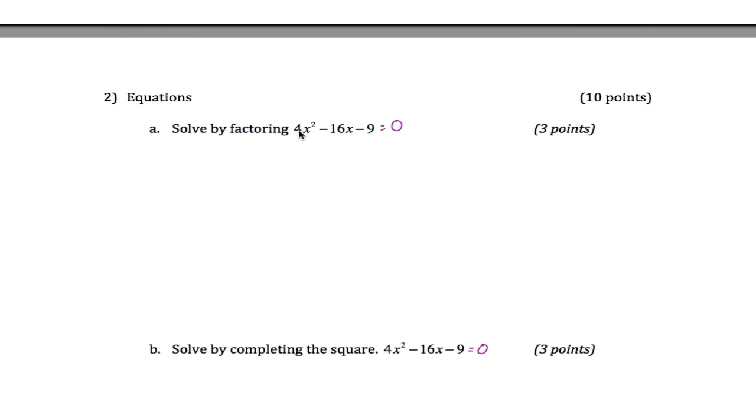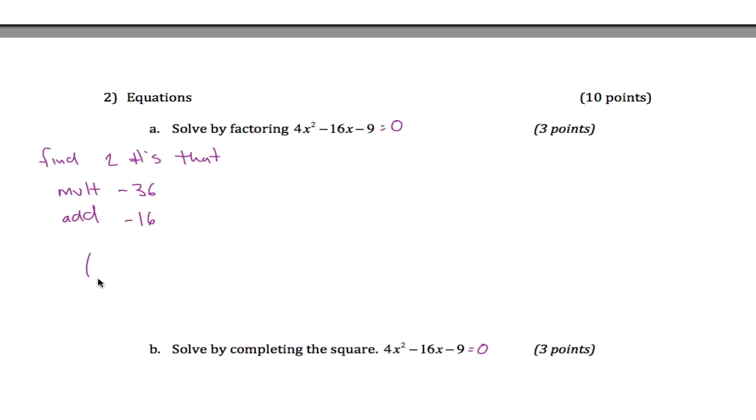So solving by factoring is easier when the leading coefficient is a 1. When it's not a 1, you have a couple of options. You can do this guess and check method, but I prefer to do the factoring by grouping method. So what I'm going to do over here is I need to find 2 numbers that multiply to a times c, 4 times negative 9, which is negative 36, and add to whatever b is, whatever this middle term is, negative 16.